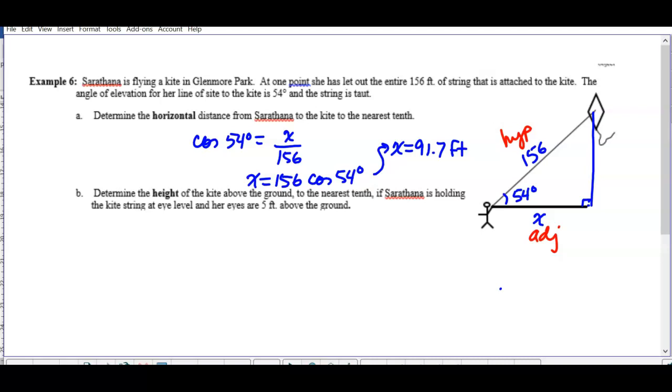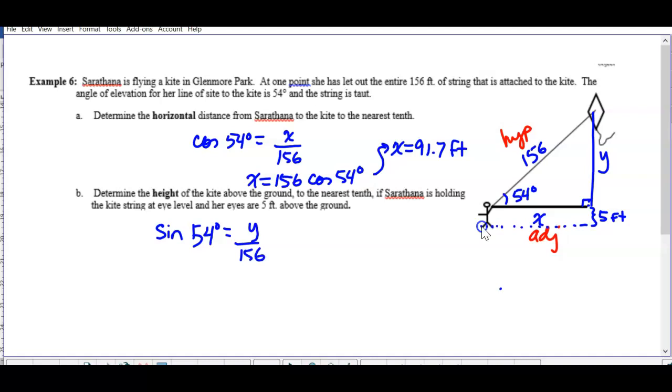If Sarathana is holding the kite at eye level and her eyes are 5 feet above the ground. So basically, here's the ground, right? Here's her eye level, so this is 5 feet. So we need to know what this part is, and we'll add 5 to it. So within the triangle, that's opposite, and we know the hypotenuse. So sine of 54 degrees is y over 156.